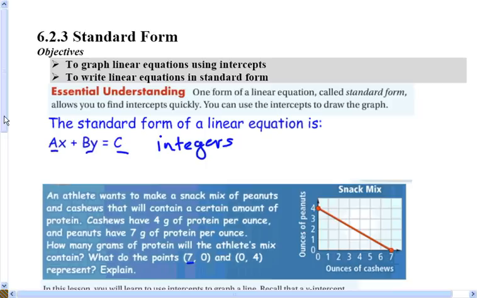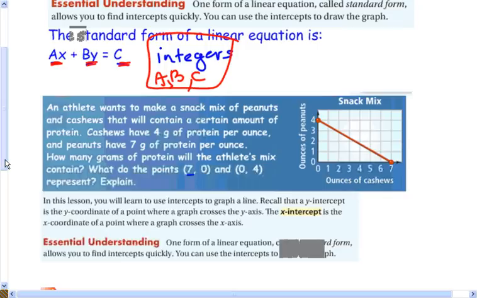The standard form of a linear equation looks like this: some number times x plus some number times y is equal to some number. And a, b, and c are all going to be integers. In other words, we're not going to have any fractions or decimals in that. All right, so just to get started here, let's look at a problem that we can use standard form to represent fairly easily.